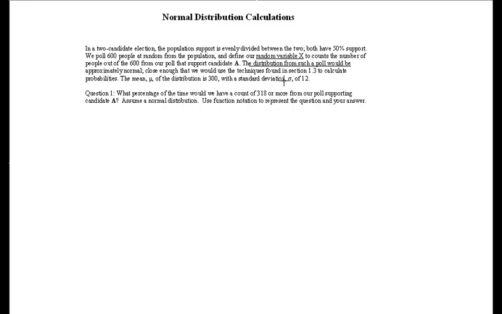So here's question 1. What percentage of the time would we have a count of 318 or more from our poll supporting candidate A? Again, I'm going to assume that the distribution is normal. In doing these problems, it's really important to draw a normal distribution. A lot of students don't do this, and this is one of the reasons that they do not do well later on. It's that they don't use the pictures to guide them. You're going to use the pictures to guide you.